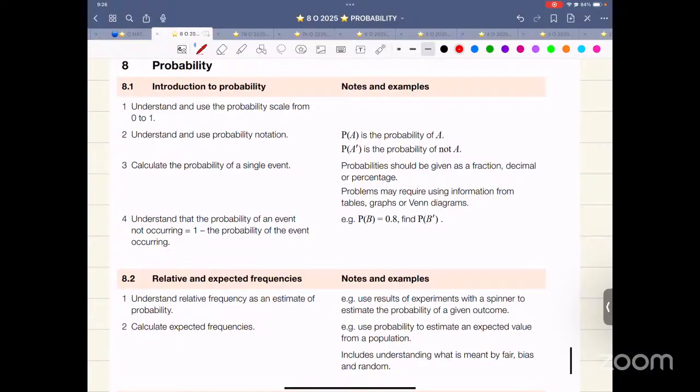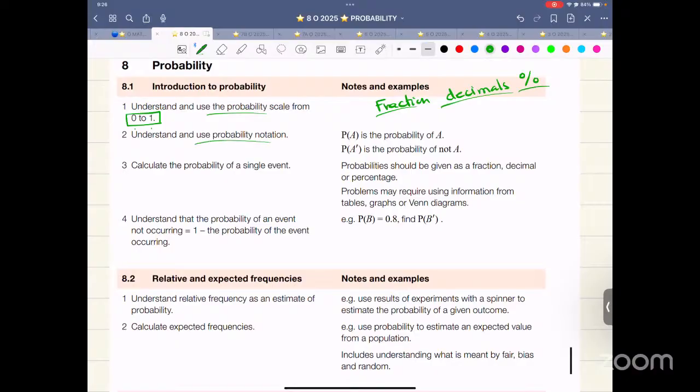So now it says probability. Now it says understand and use the probability scale from 0 to 1. So probability can only lie between 0 and 1, whether it's in fraction, whether it's in decimals, whether it's in percentage. They all are classified as probability.